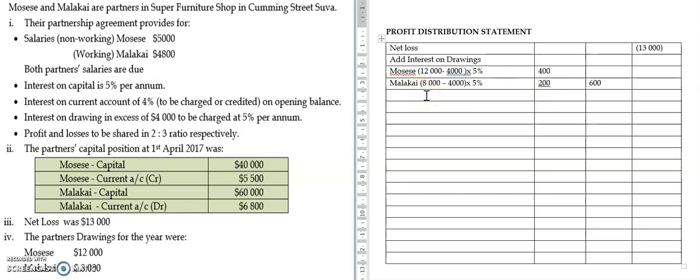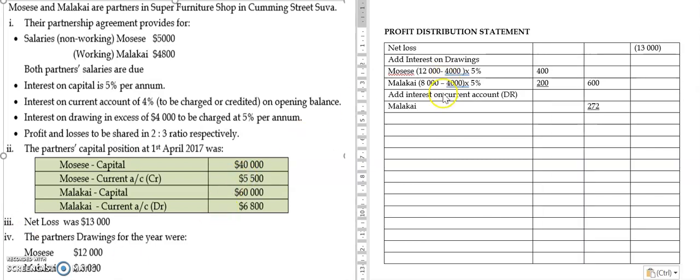After that, we have to see if any partner has a debit balance. Yes, Malakai has a debit balance. So on debit balance, Malakai will be charged interest, and for the business it's a revenue, so we'll add. If a partner is charged, it becomes business revenue, it will be added. So Malakai has to pay interest, that's revenue for the business. He'll be paying 4% of 6,800, that comes to 272.